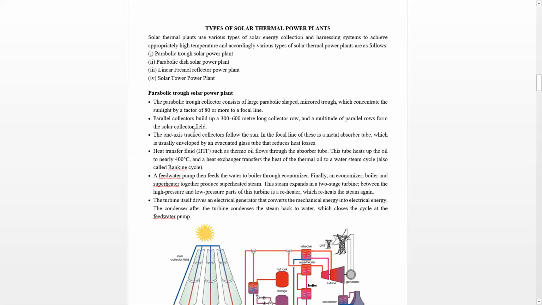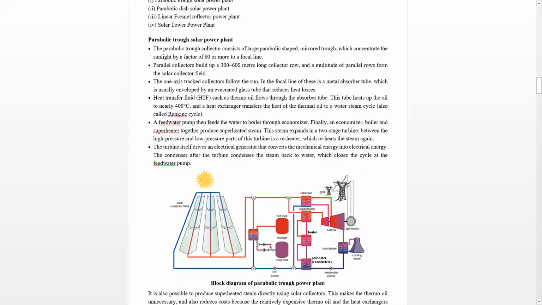So here I start with the parabolic trough solar power plant, right? This diagram you have already seen in my first lecture. Here you can see that this solar collector field is of parabolic trough type of collector. Hence this system is called the parabolic trough solar power plant. Now I will explain everything from these bullet points.